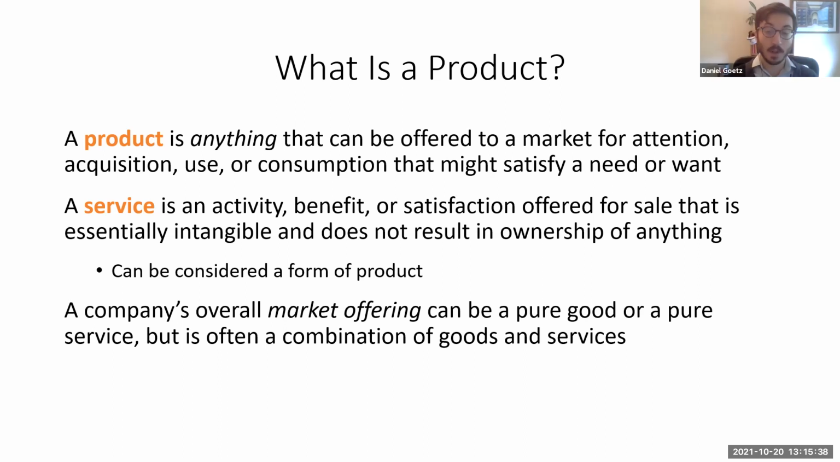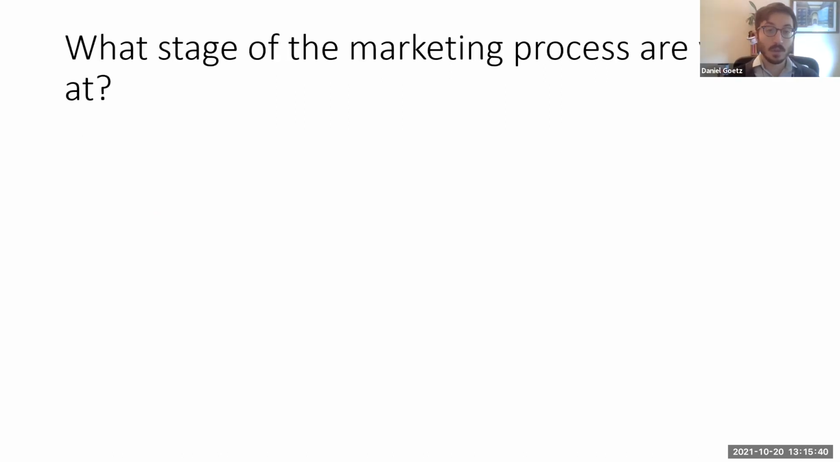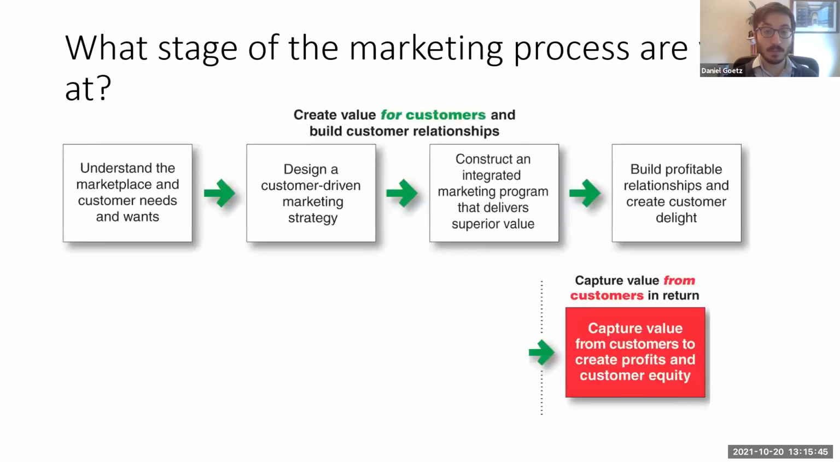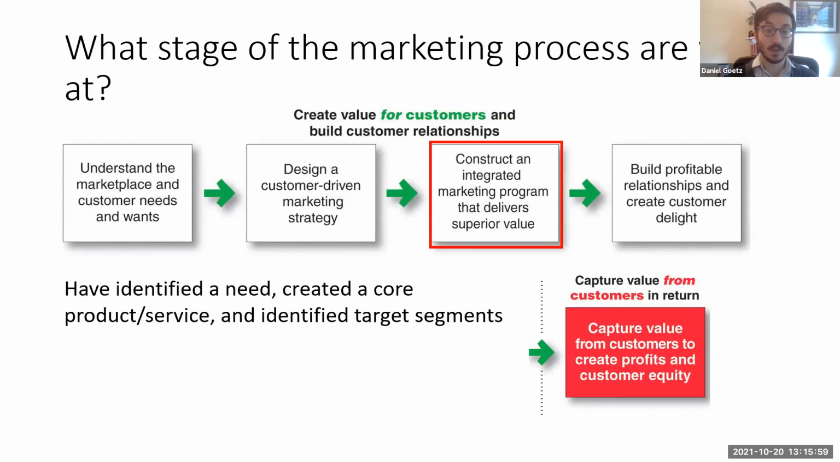It can be a pure service, but it's often a combination of goods and services that come together in this overall market offering. So what stage of the marketing process are we at right now? We've been proceeding through this process, and we're here. We're at the point of constructing a marketing program that is meant to create and deliver this value for our consumers. So we've identified a need. We've come up with our core product or service to address that need, and we've identified target segments that would potentially be good to serve.